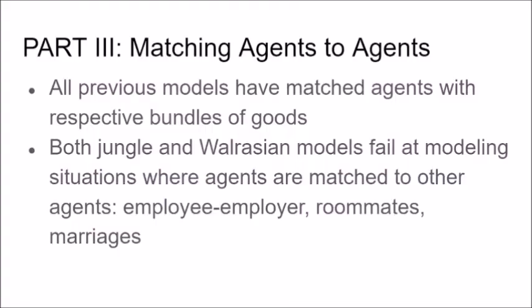All the models we've talked about so far have concerned matching agents with their respective bundles of goods. But both jungle models and Walrasian models fail at modeling those kinds of situations where agents are matched to other agents. This could be an employee-employer relationship, this could be roommates, this could be couples looking to be married. If we were to treat these like a jungle economy or a Walrasian economy, treating one group as the agents and the other group as the goods, it wouldn't work out so well. For instance, if in the marriage problem, the men were considered agents and the women were considered goods to be traded, that would just be slavery. So we really need a different kind of model that can accurately describe how agents are actually providing themselves.